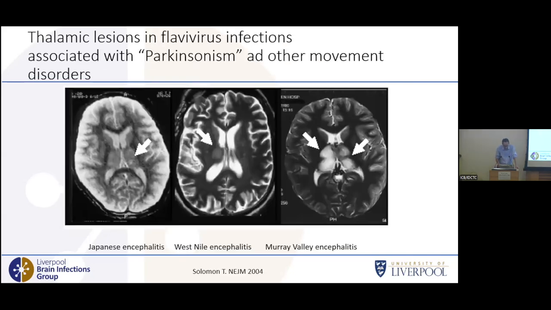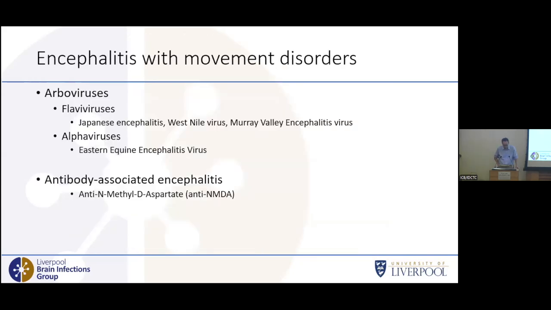Also, this is the thalamus, including the basal ganglia. It's the part of the brain that gets damaged in Parkinson's disease. So these patients sometimes present with tremors. It looks like an acute Parkinson's disease syndrome. And again, if you see that, think about flaviviruses, think about Japanese encephalitis.